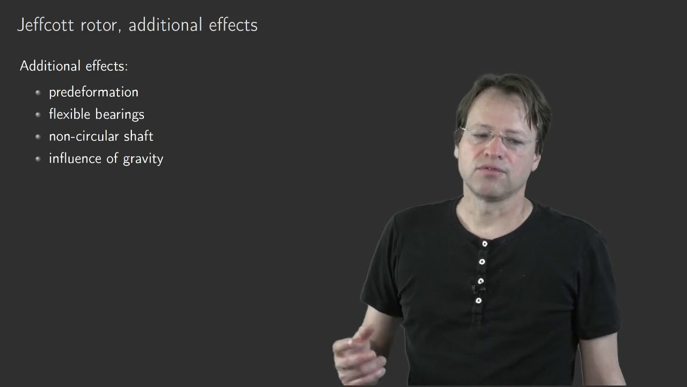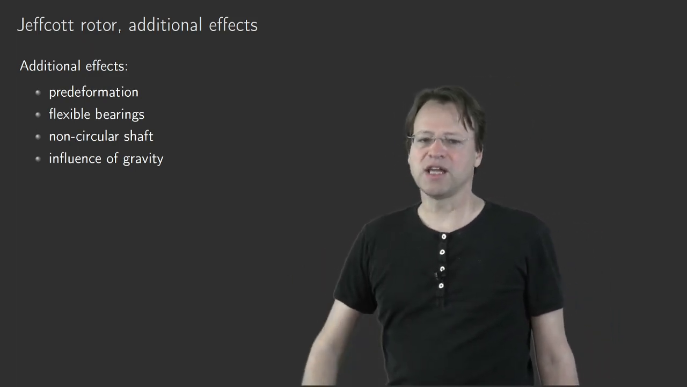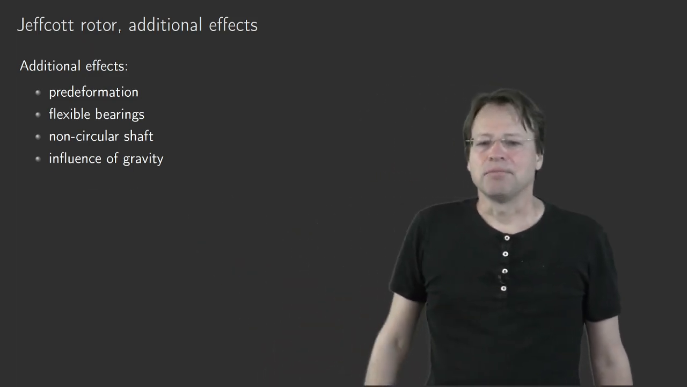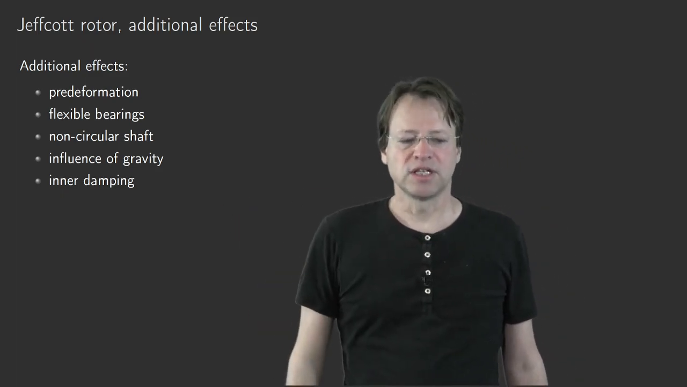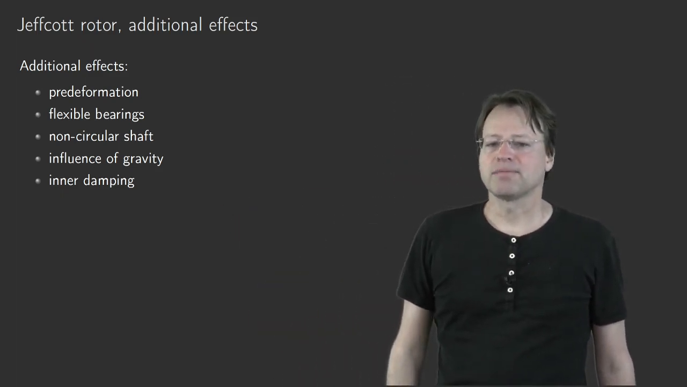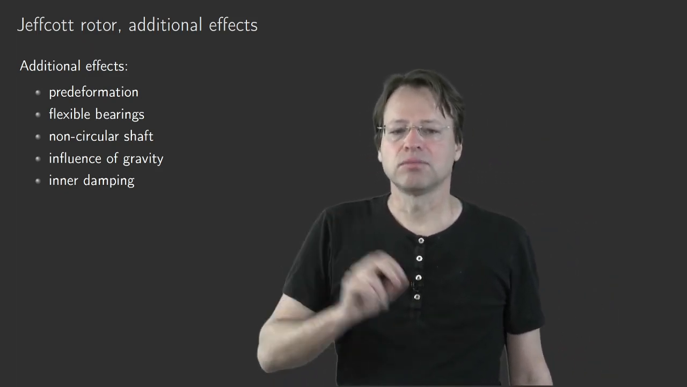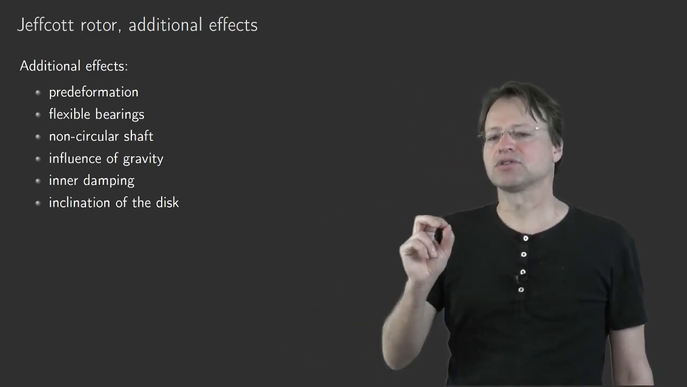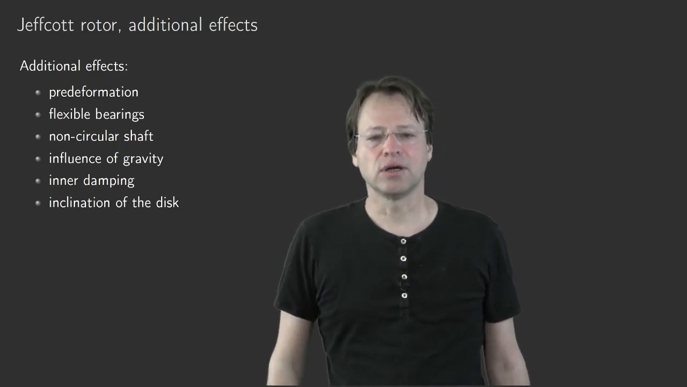Finally, there could be the influence of gravity that we take into account. At the moment we did not take it into account, but will here. Then there could be some inner damping in addition to the external damping we already considered. And of course, there could be an inclination of the disc, so the disc is not mounted perfectly perpendicular to the axis of rotation, and this effect will also be taken into account here.